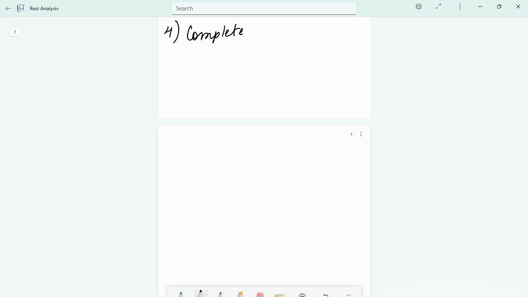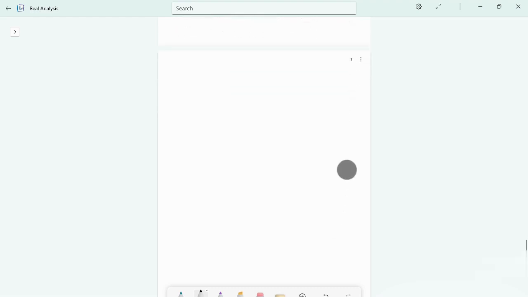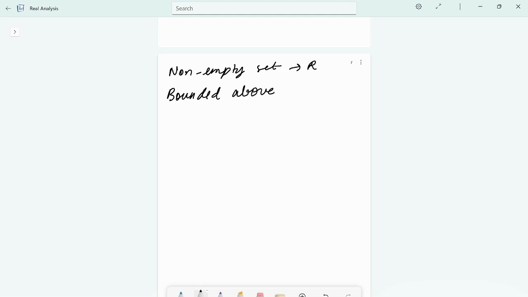Now, the completeness property. What is the completeness property? We use it for R, which is the real numbers. Now this is again a notation. Notation of what? Real numbers. What is the definition of it? Every non-empty set of real numbers, let me write it for you, a non-empty set of real numbers that is bounded above has a least upper bound.